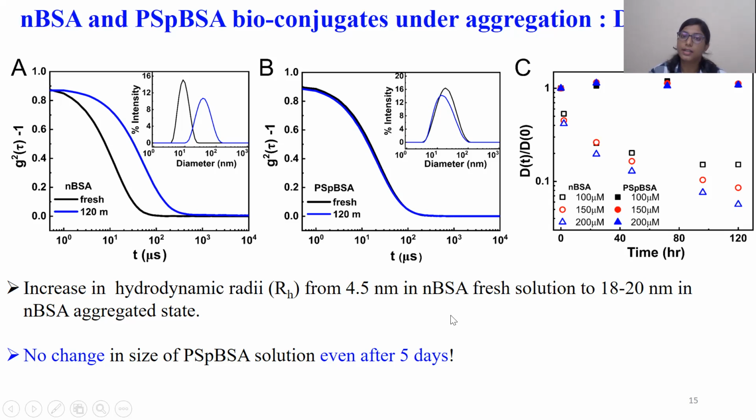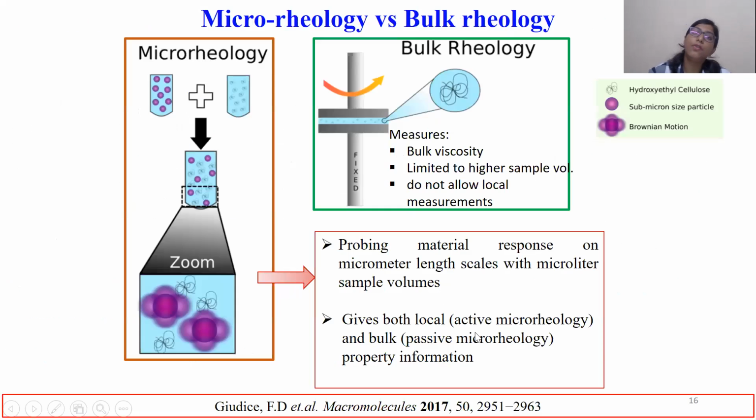Now, to understand further the native BSA fibrillation and the mechanical properties of the native BSA fibrils, we have performed dynamic light scattering based microrheology to understand the viscoelastic properties. Before going into detail of our microrheology data, I would like to discuss the difference between microrheology and bulk rheology techniques. Bulk rheology is essentially a bulk viscosity measurement technique where we can measure strong gels, and it is limited to higher sample volume, and it does not allow local measurements to be performed.